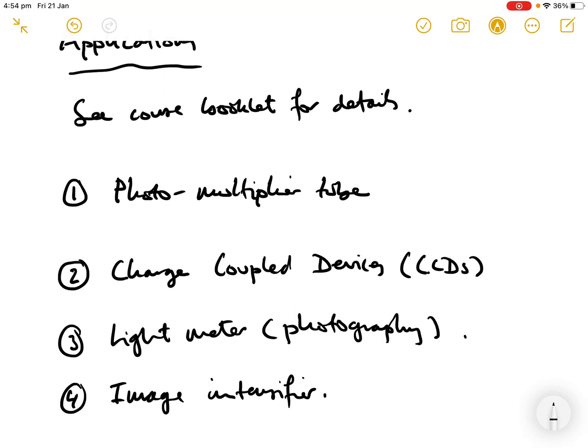Right, well that brings us to the end of the wave-particle duality section. Obviously it's very important for you to do lots of problems in this area as well.